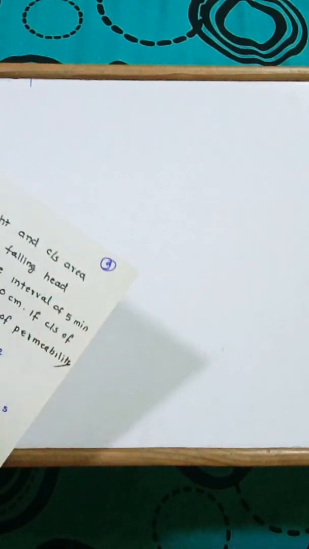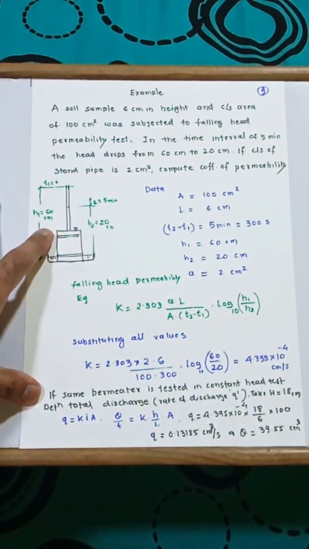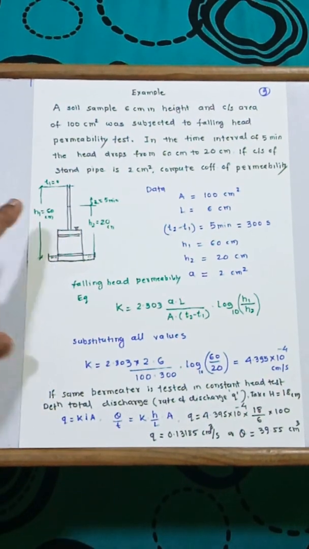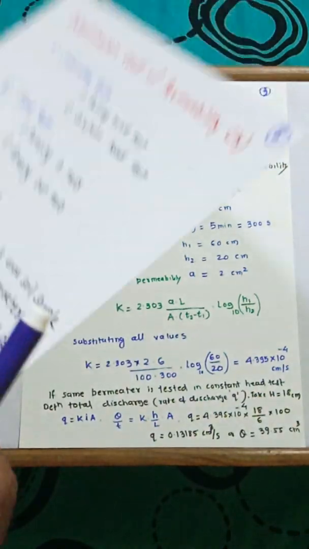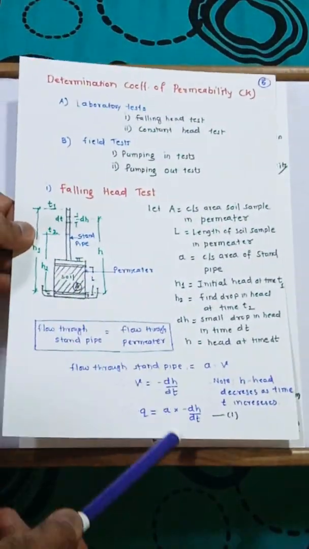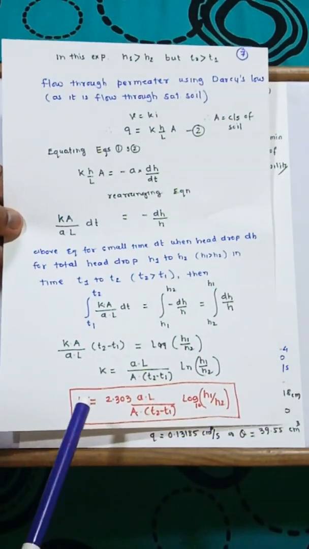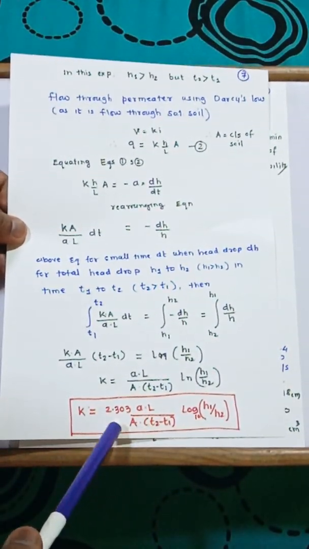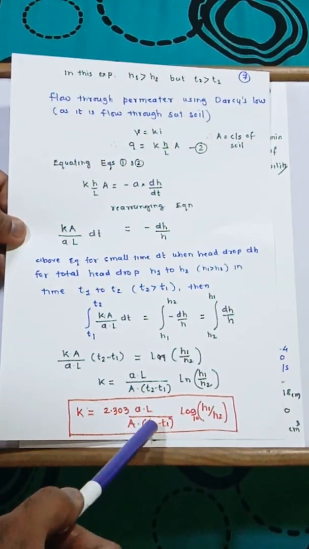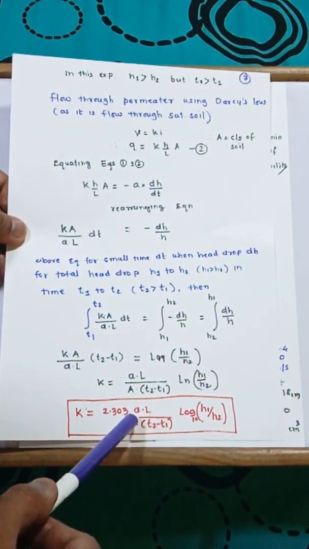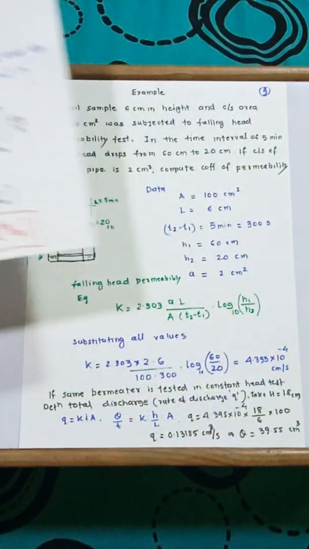Now we'll try to solve one simple example based on what we studied. Quickly I revise. First we discussed the falling head test, where we got these expressions. K is equal to 2.303 and other factors like cross section area, length of sample, area of standpipe, time required, and head drop from H1 to H2.